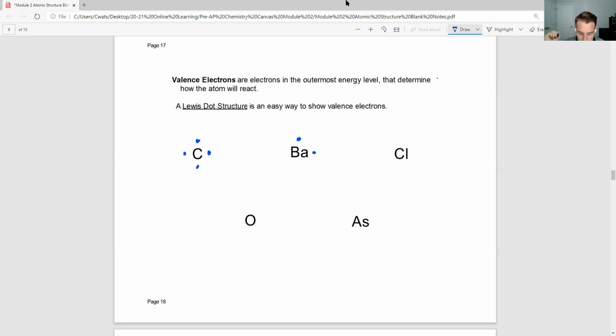Okay. Chlorine has 7. So I'm going to 1. Work with me here. 2, 3. I'm sorry, these don't look like dots, but you get the point. 5, 6, 7. So you have 3 paired electrons and then 1 unpaired electron.